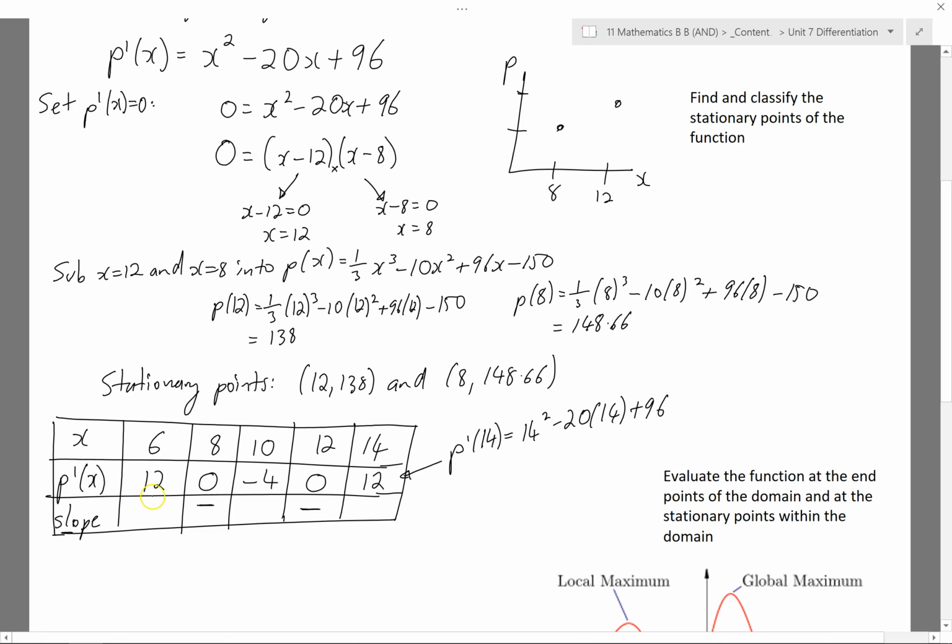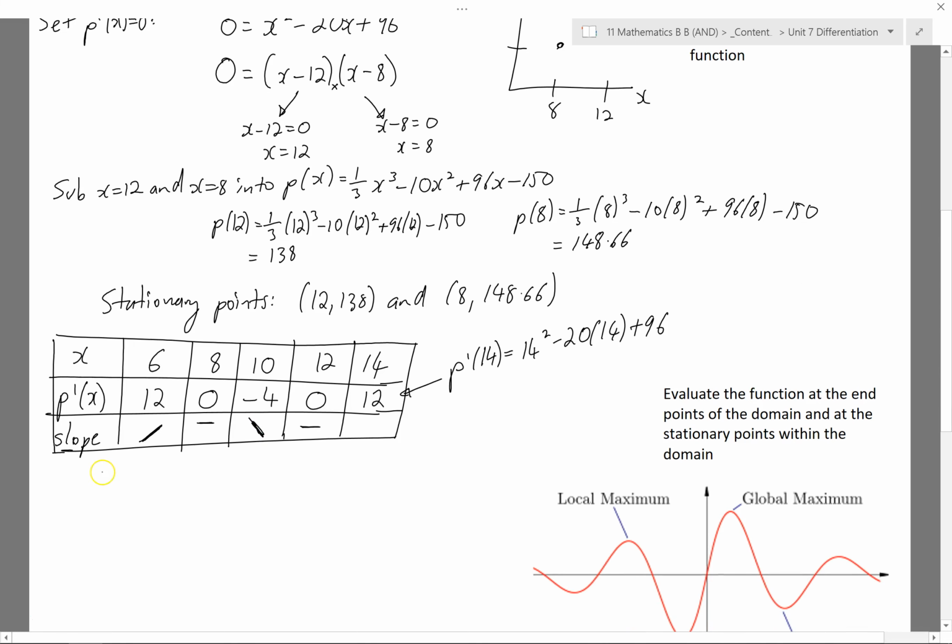And now I can draw my slope diagram. So 12 is a positive slope, 0 is flat, 4 is negative. So I know that 8, 148.66, okay, is a maximum. And then looking at the next point, 10 is a negative slope, 12 is flat, 0 is flat, and 12 is a positive slope. So I know that 12, 138 is a minimum.